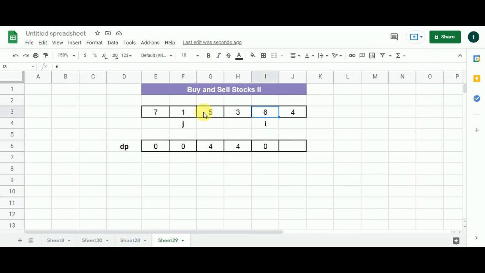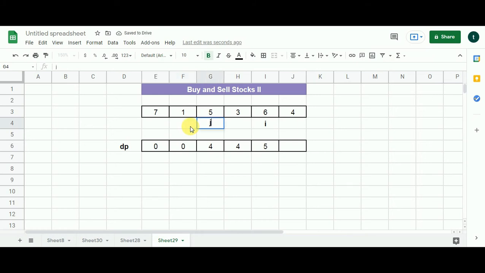1 subtracted from 6 is going to give us the profit as 5, which will be added to the profit calculated till here, till this subproblem. 5 plus 0 is going to give us 5, which is better than the value stored in here, which is 0. So in this case, 5 will replace 0. Now J is going to move one cell to the right.